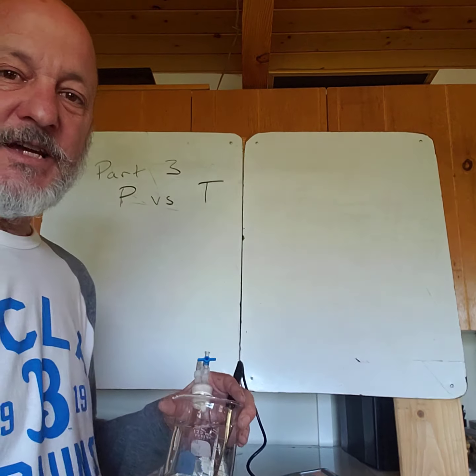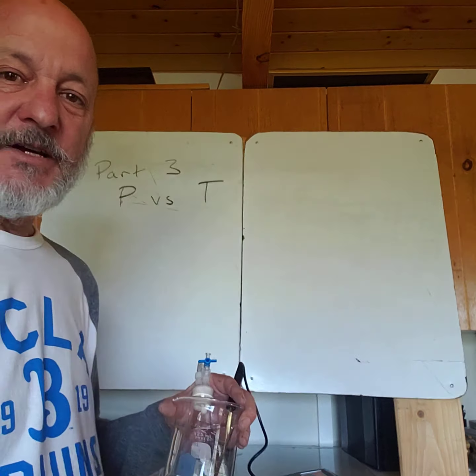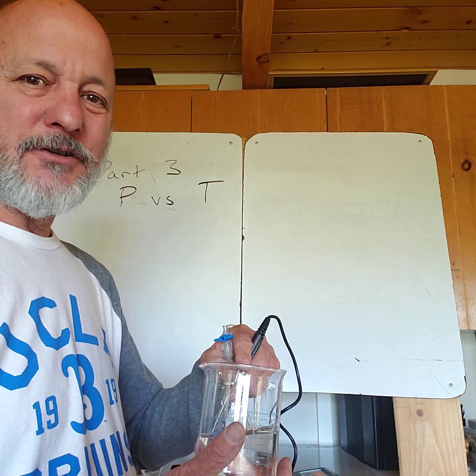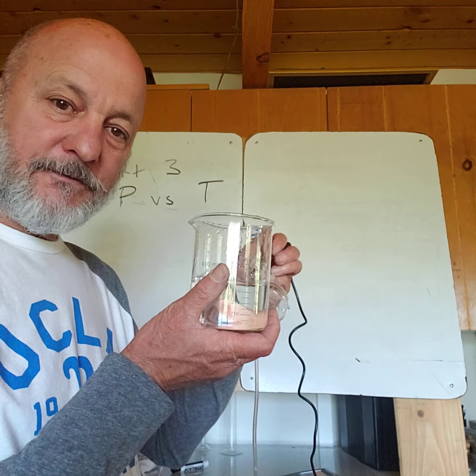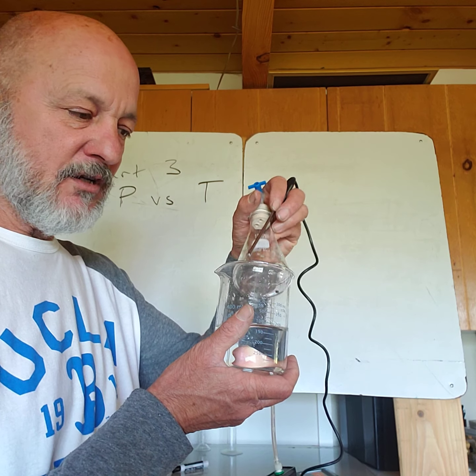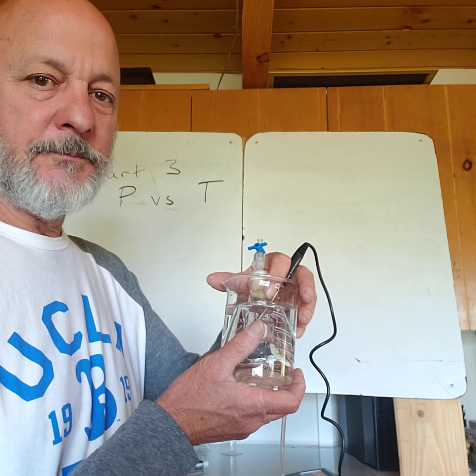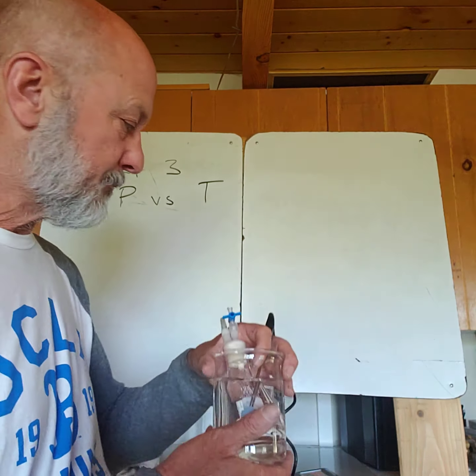And then I want to go down as close to 0 as I can get. How can I get to 0 or close? It's better if you take your ice cubes and crush them up, some crushed ice. You want about a 50-50 mix of ice and water. That gets you down pretty close to 0. And that's your last point.